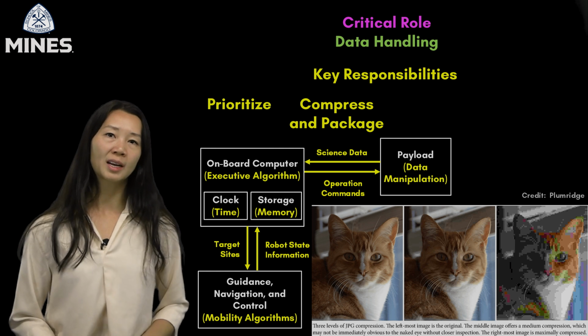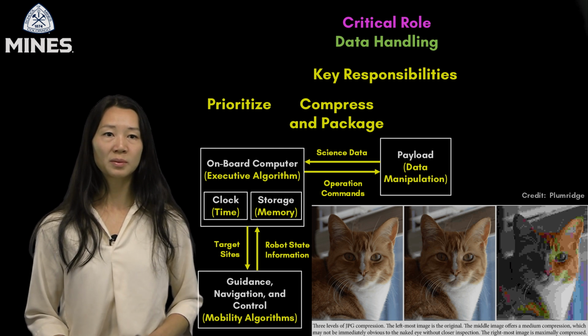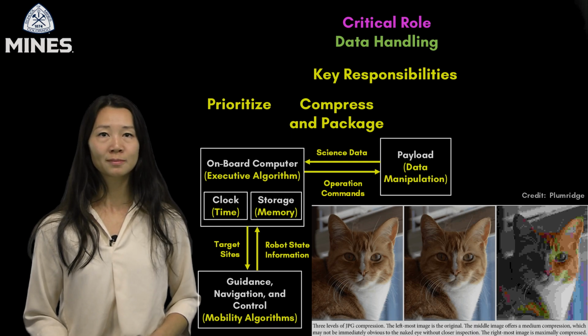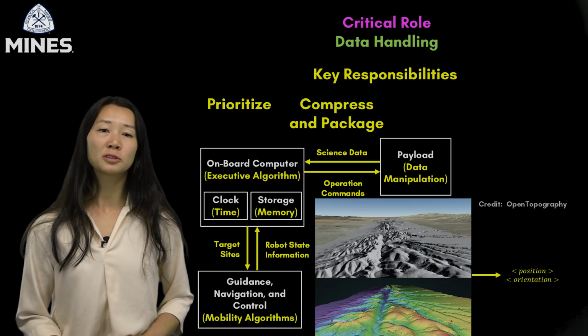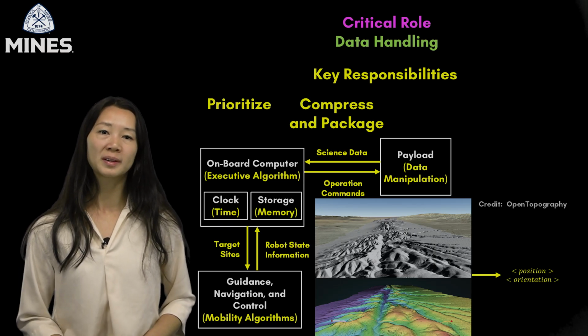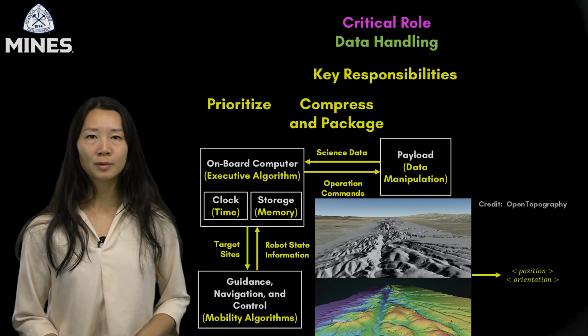So it's not just about getting the data off the planet, it's about making it small enough to fit without losing what matters the most. Compression in packaging isn't just for science images. It's also crucial to how the robot knows where it is. This slide gives us a different flavor of compression.